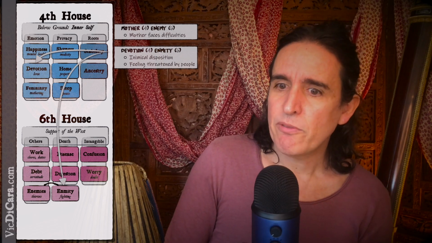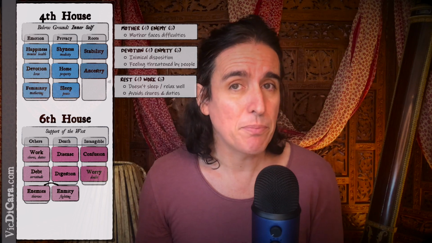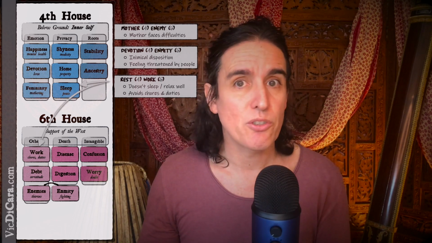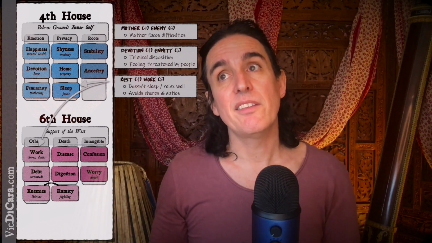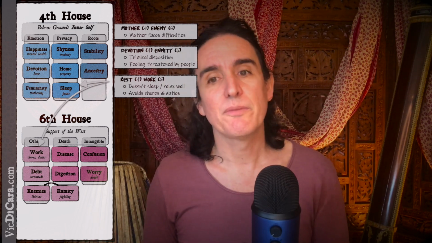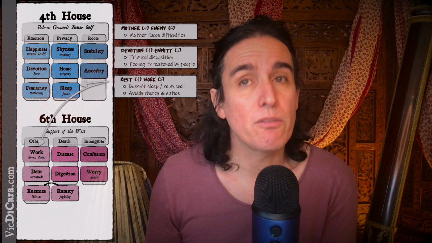The third thing about the fourth and the sixth house is that the fourth is the house for rest, sleep, peace, and the sixth is the house for work, chores, duty. They're unable to rest when they're supposed to rest, and they're unable to work when they're supposed to work. They hate chores. They hate duties, they hate responsibilities, and also they don't feel comfortable just going to sleep. They don't like to sleep either. They don't know how to relax very well.